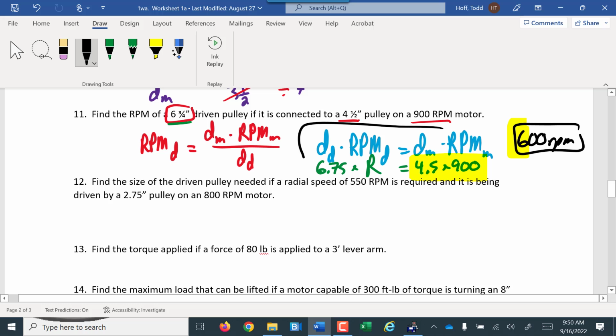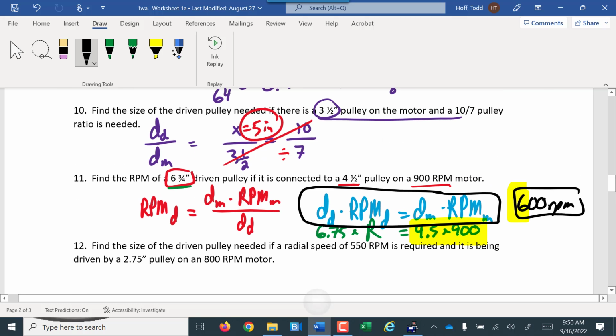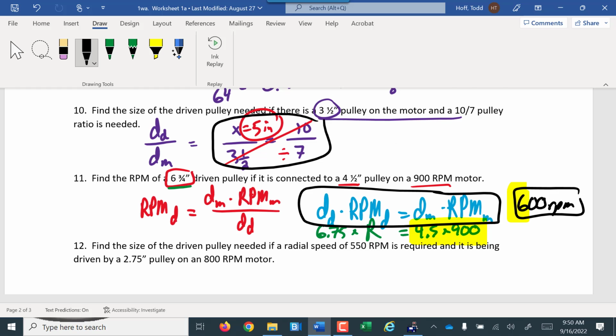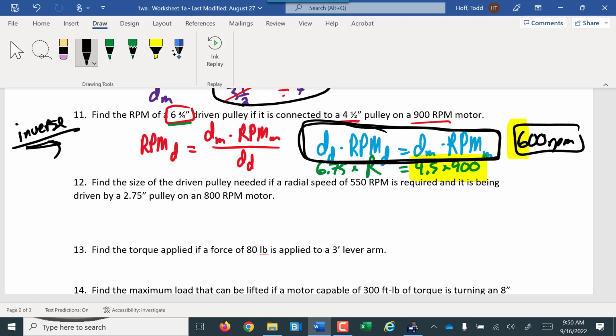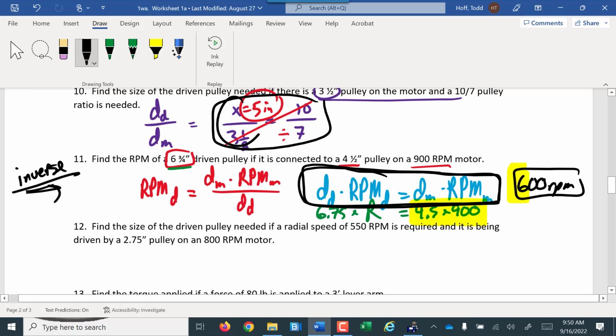And again, the reason this setup works: up here we had to do a proportion with the two fractions and cross multiply and divide, because that's what we call a direct relationship. One number gets larger, the other number has to get larger. This is called an inverse relationship, because when the size of the pulley gets larger, the RPM gets smaller. So that's why it is set up as the two numbers multiplied by each other instead of divided by each other in a ratio or a fraction.